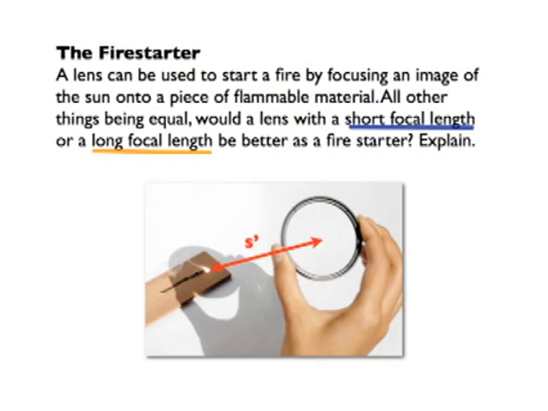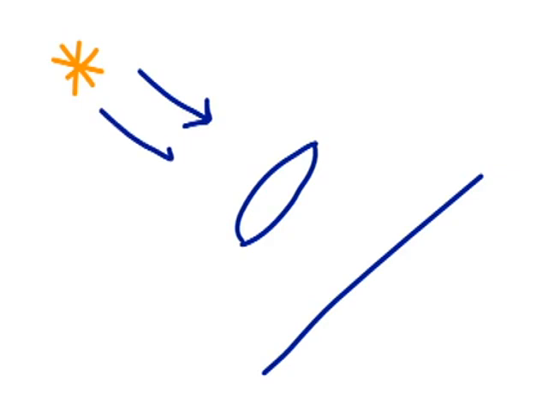If you're using a lens to start a fire, you're using the lens to make an image of something on a piece of paper. Here's my piece of paper. Here's my lens. What are you making an image of? The sun. So I have sunlight that comes in. So the sun is back here. Rays of light come from the sun towards the lens. They come to a focus and make a spot on the piece of paper. And the spot is the image of the sun. This is an image of the sun right here.